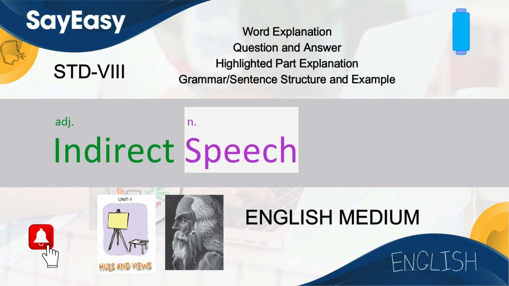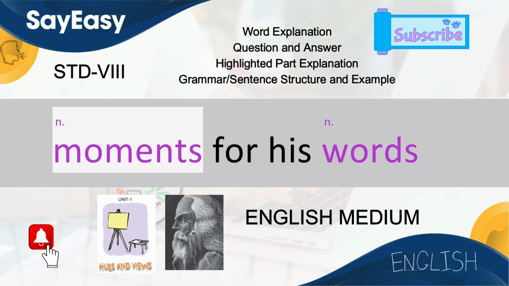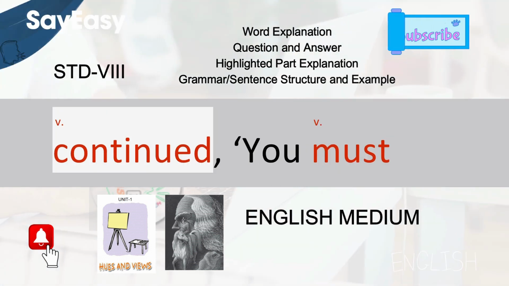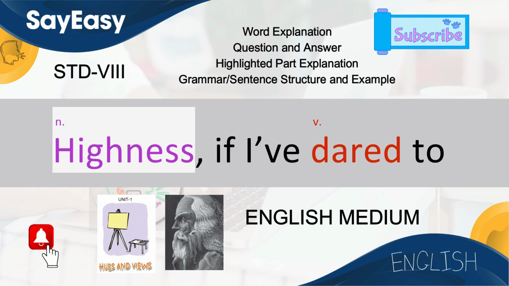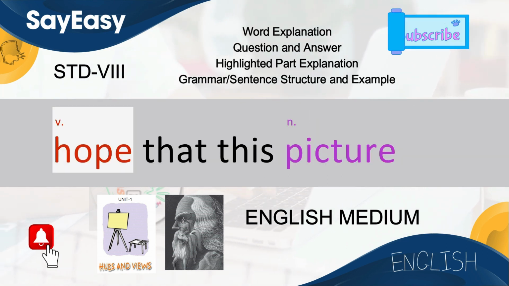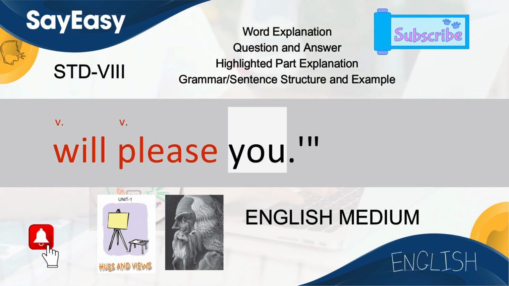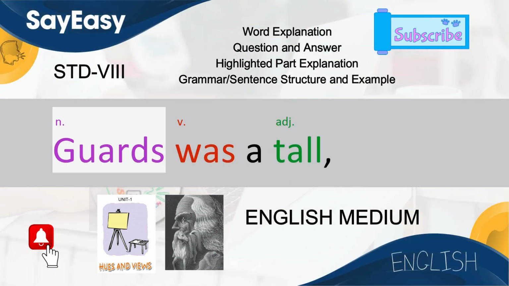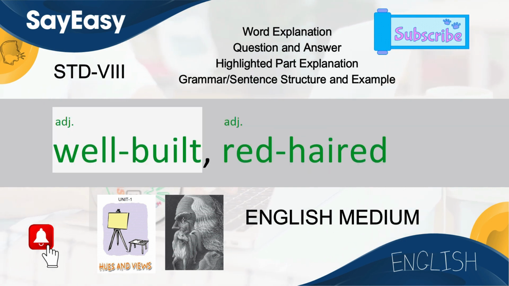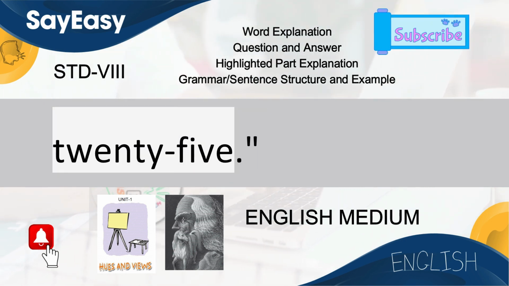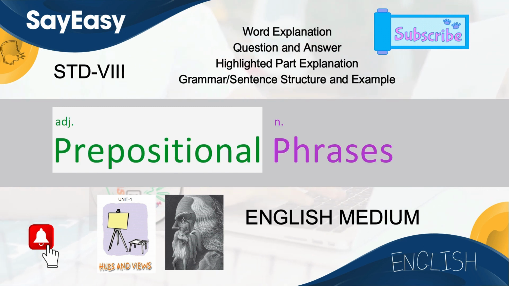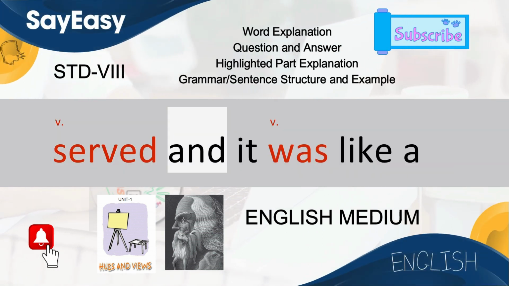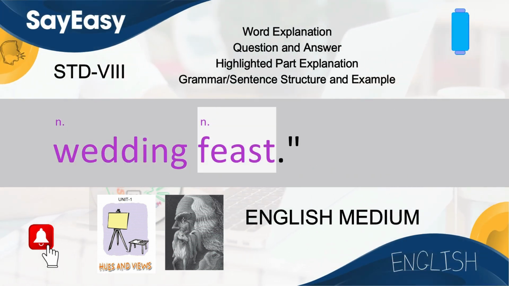Indirect speech. Tyval paused a few moments for his words to sink in. Then he continued, "You must forgive me, Your Highness, if I've dared to hope that this picture will please you." Adjective phrases. The captain of the guards was a tall, well-built, red-haired man of about 25. Prepositional phrases. Before long, supper was served and it was like a wedding feast.